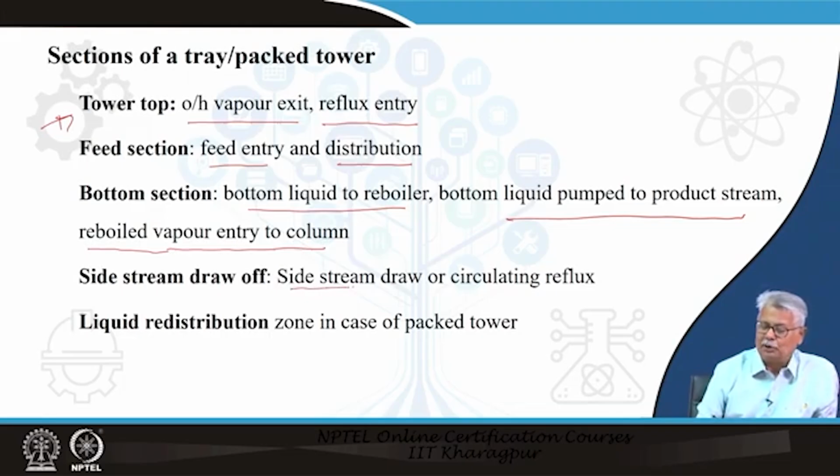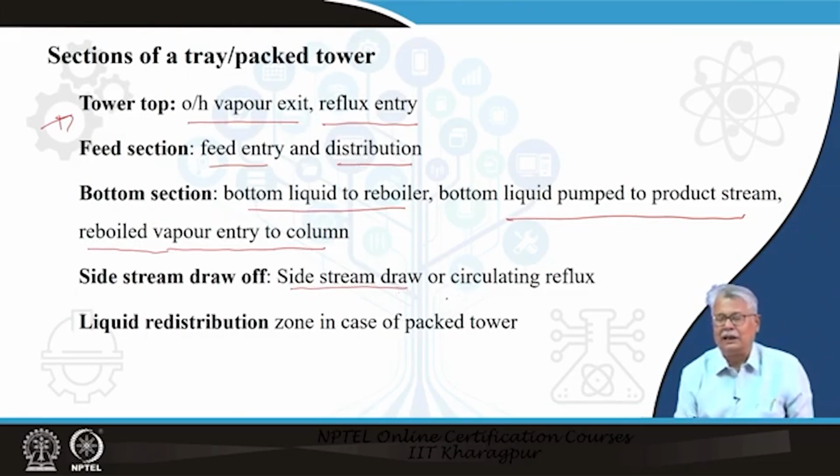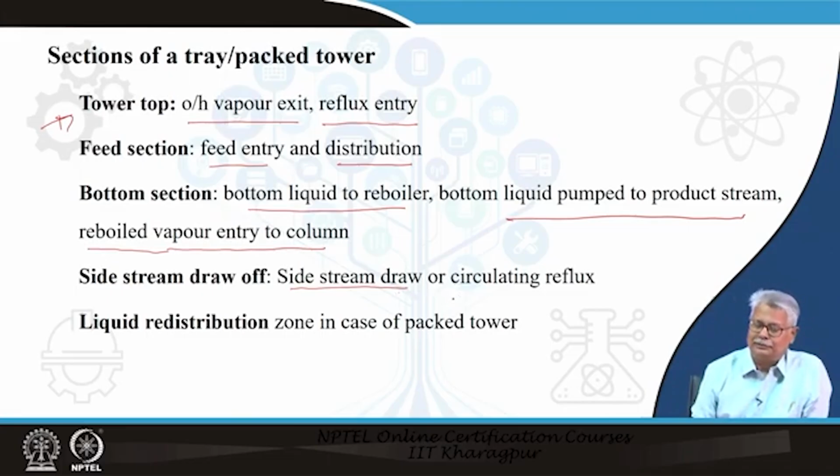So, side stream draws definitely have to be covered, and that is a section where there is a special type of tray and a special type of arrangement which we will learn immediately after this. And such things are required not only in the case of side stream draws, but also in case you have circulating refluxes. Circulating refluxes, in most of the common columns you do not require, but they are there in the large columns like in the crude distillation unit.